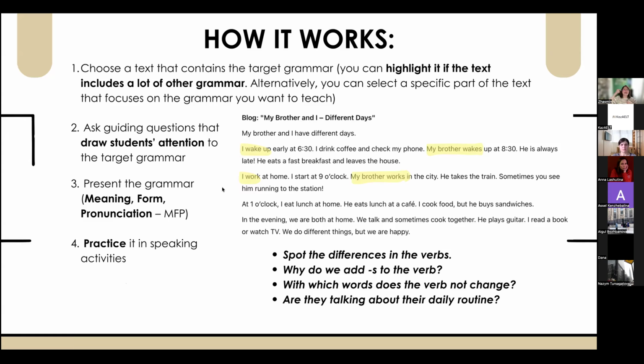Can you repeat after me? I don't wake up at 9 a.m. Same thing with he doesn't. He doesn't wake up at 9 a.m. Where is the stress? He doesn't. Yeah, great job. Now repeat after me. He doesn't wake up. He doesn't wake up.